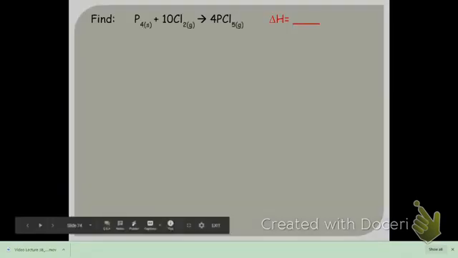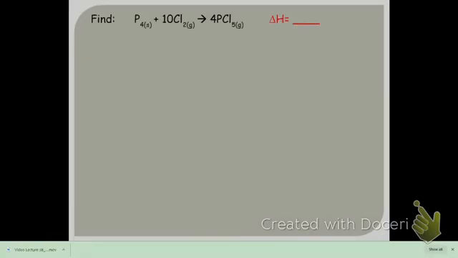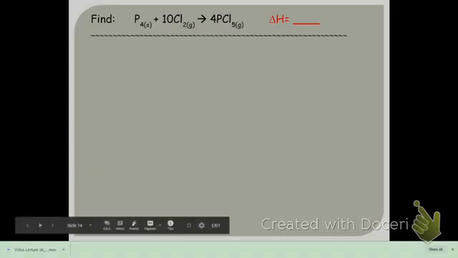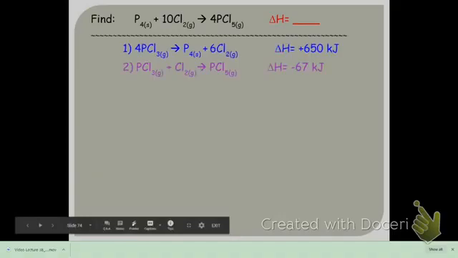Okay, this time we have phosphorus, P4 solid. We have 10 chlorine gases. We have 4 phosphorus pentachloride gases. Okay. And our equations are here. All right. So let's see what we got to do with it.